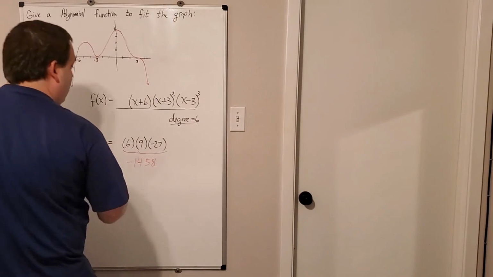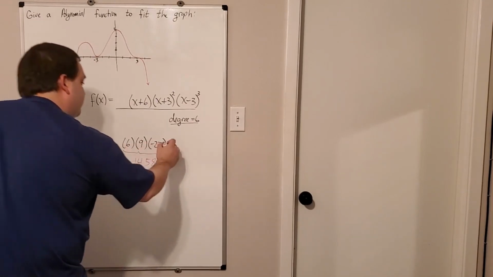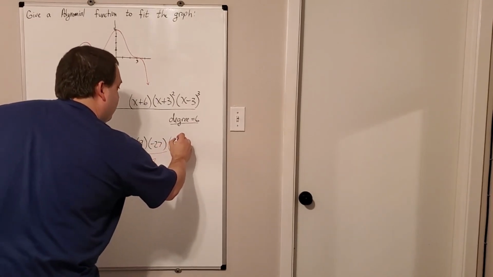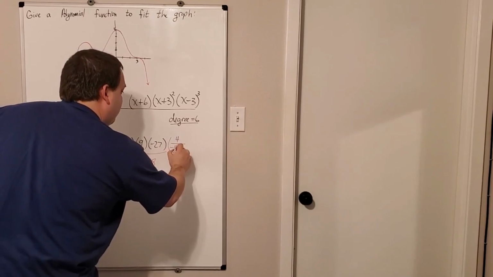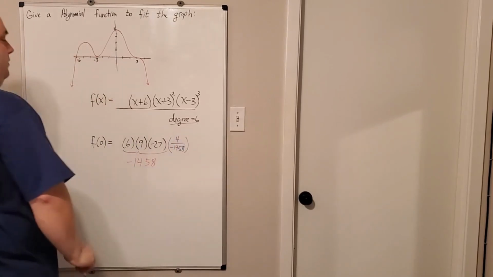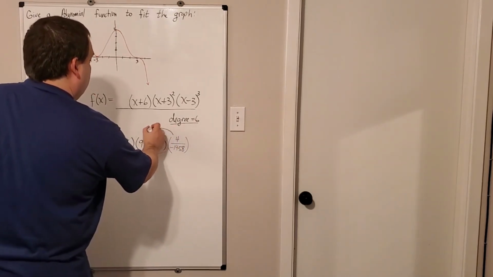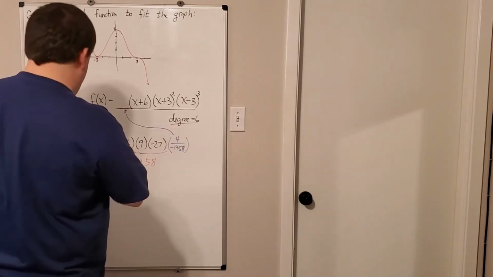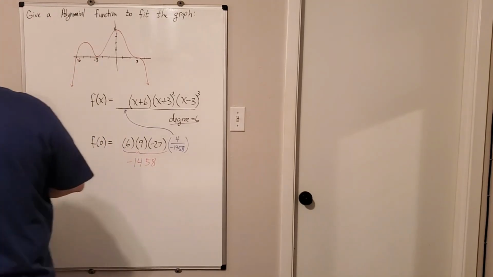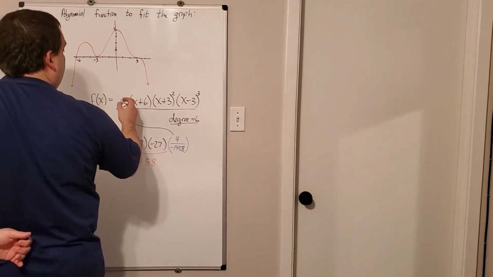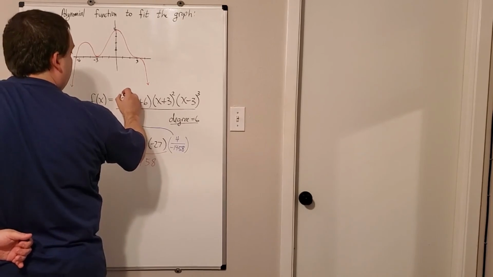So right here, I'm going to multiply by 4 over negative 1458. And that's where this will come in handy over here. So to finish out my polynomial, I'm going to multiply by negative 4 over 1458.